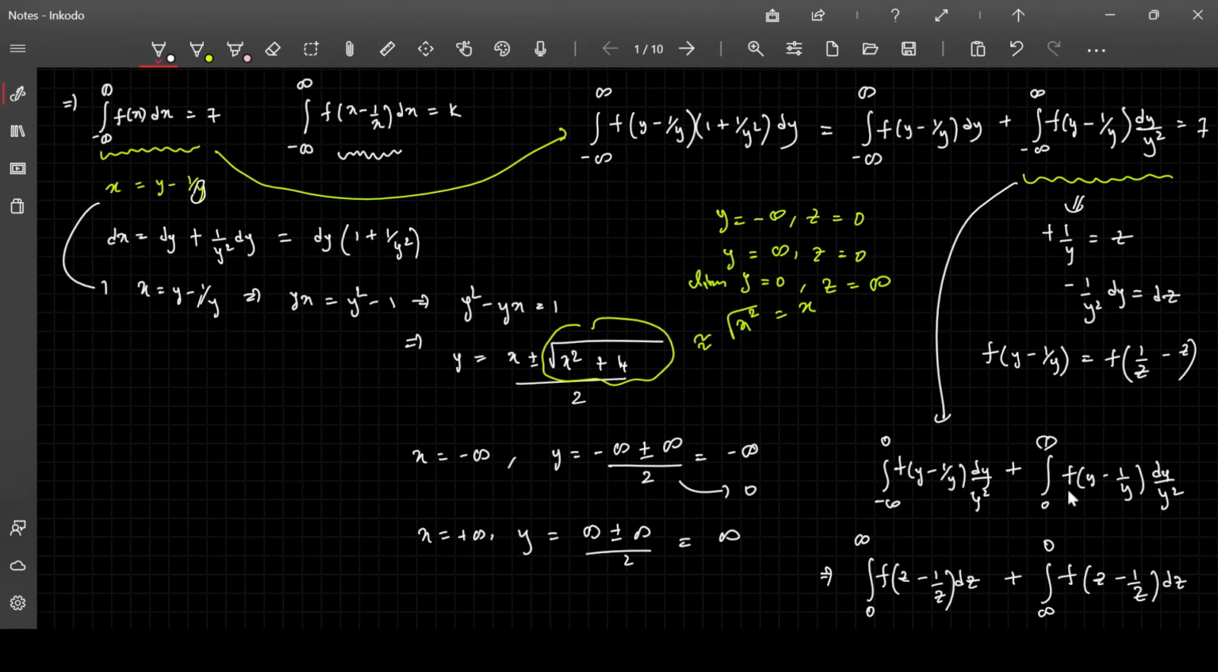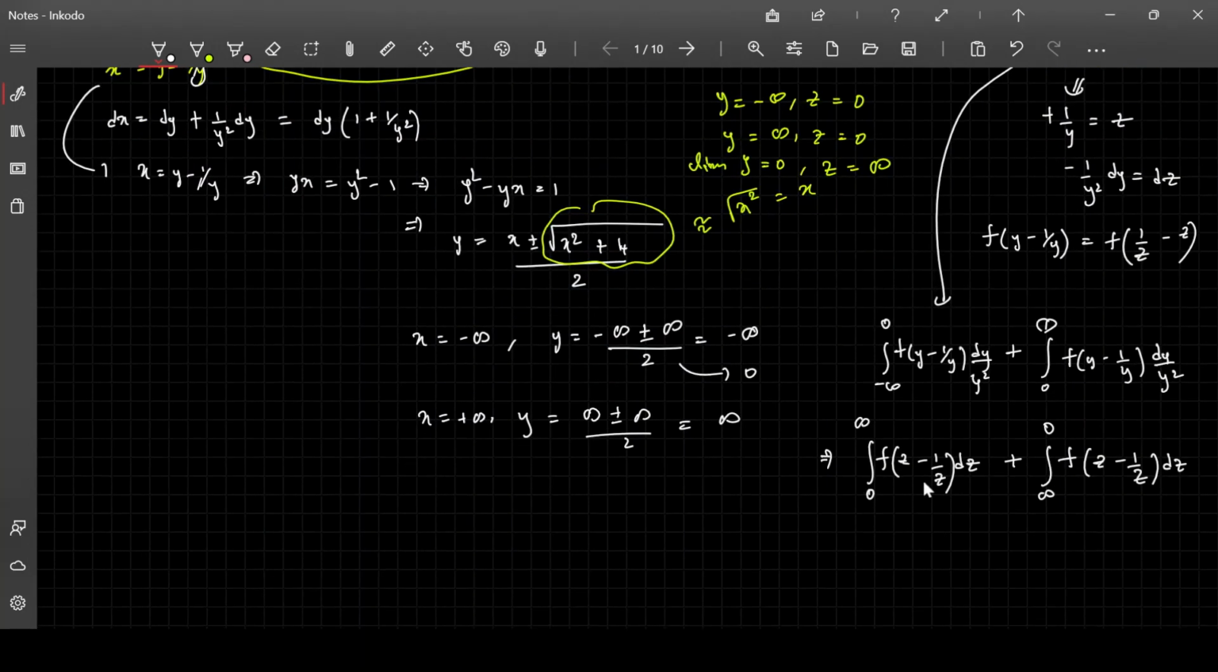So now we can see here the limits are interchanged, right? It's from 0 to infinity here, and from infinity to 0 here. So I can write this as minus 0 to infinity f of z minus 1 by z dz, isn't it? And this is here 0 to infinity f of z minus 1 by z dz. So you can see that these both are the same, and so this gets cancelled, and the value is 0 from this part.